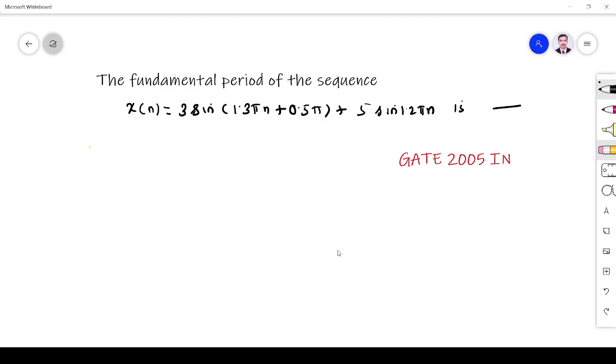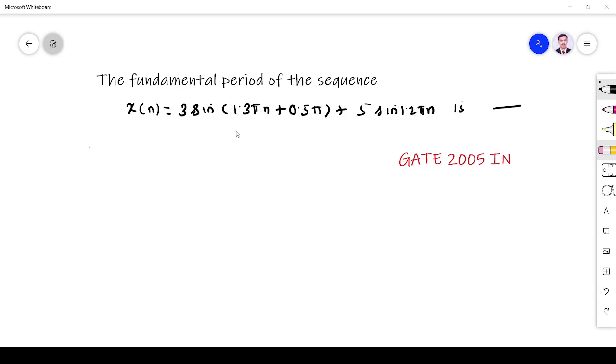Hi friends, in this video let us solve the signal system related question asked in GATE 2005 instrumentation paper. The question is: the fundamental period of sequence x of n is equal to 3 sin(1.3 pi n) plus 0.5 pi n plus 5 sin(1.2 pi n) is dash. So it is a discrete sequence.